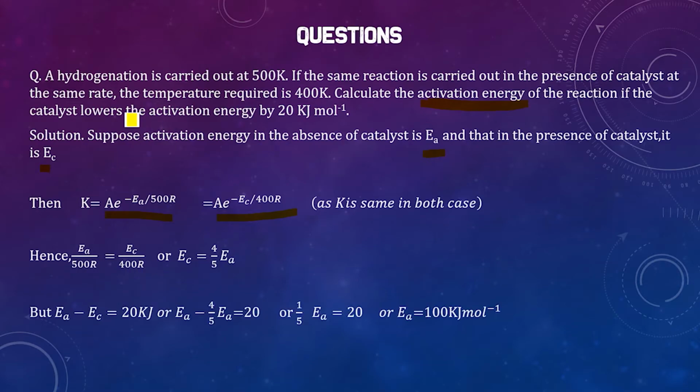The question says that the catalyst lowers the activation energy by 20 kilojoule. So Ea minus Ec can be written as 20 kilojoule, isn't it? Now let it be Ea because we have to calculate that, and for the Ec value, put 4 by 5 Ea from this equation. So I have put this and then solve it. You will get this Ea value, 100 kilojoule per mole. Done with that? Any problem? So this is the question. Now the next question.